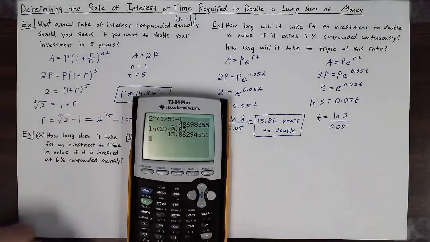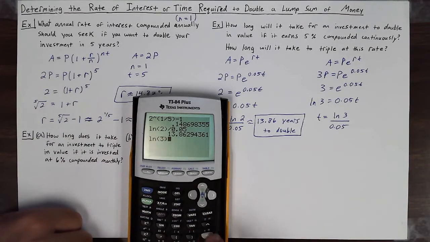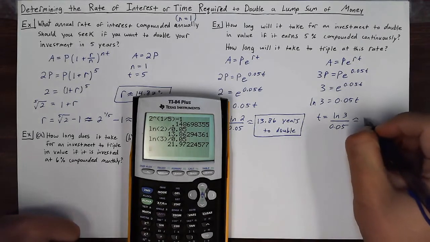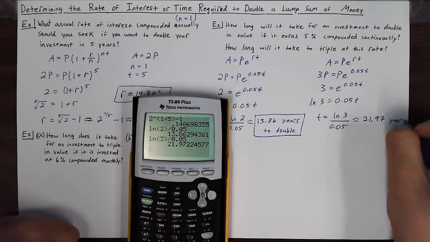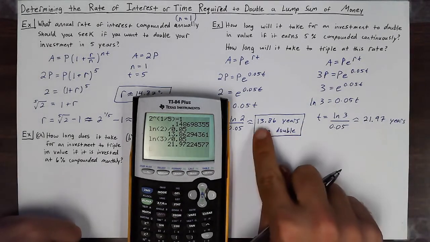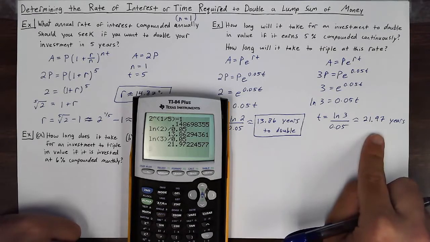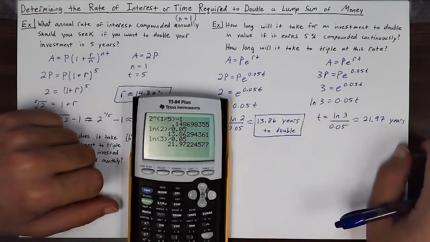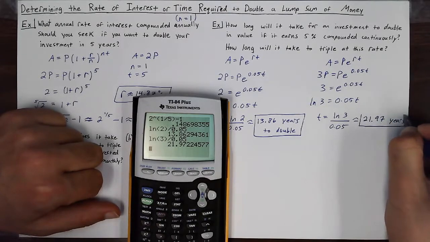So I will plug in natural log of 3 divided by 0.05, and I'll notice that this is going to take 21.97 years. So not quite half the time from the previous, but definitely a short amount of time will pass before you get another value on top of your principal. So it takes that long for it just to triple in value.